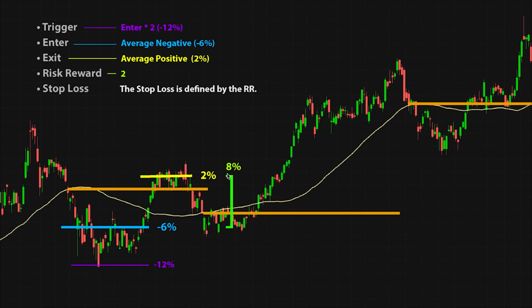So if the distance between the entry and the exit is 8%, the stop loss would be 4% below the entry. So the line lies at minus 10%.